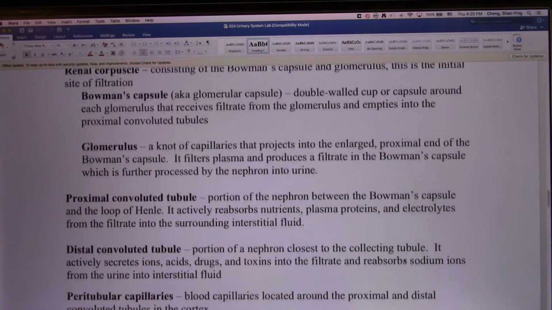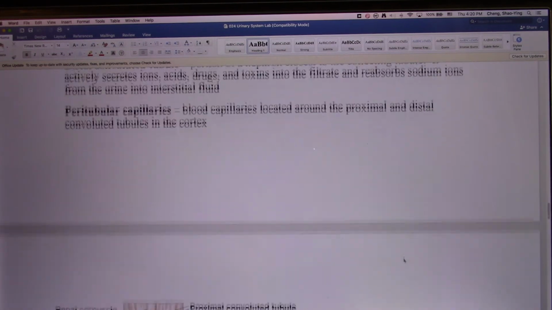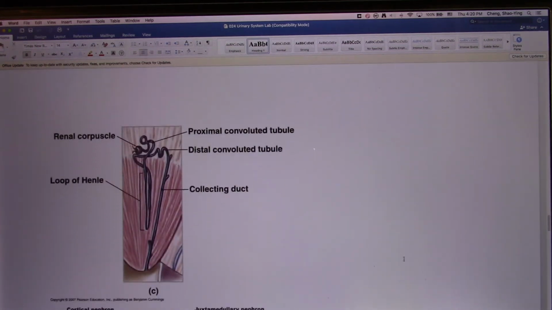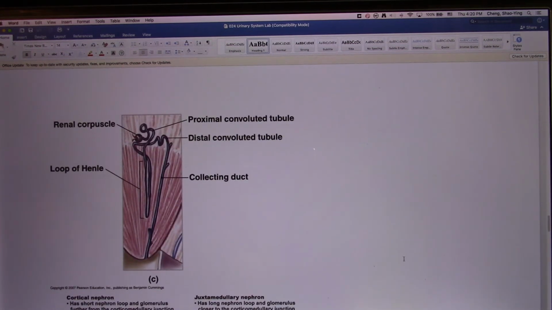And now let's look at the nephron. So nephrons are the functional unit of the kidney. It's like the lobule is the functional unit of the liver. So in your kidney, you have millions of nephrons, those small tubes. Each of them serves exactly the same function as the kidney, which is to filter your blood and clean your blood and also produce urine.